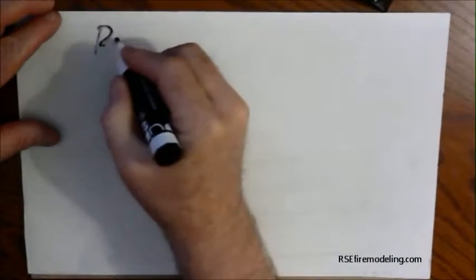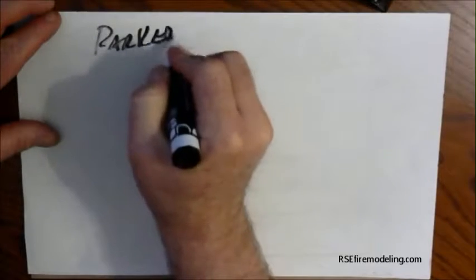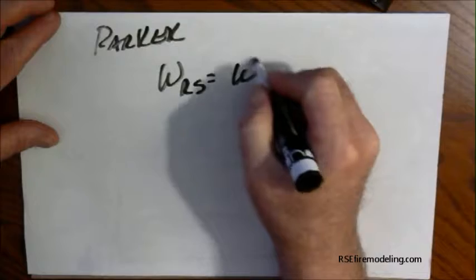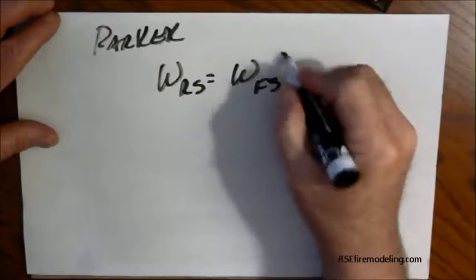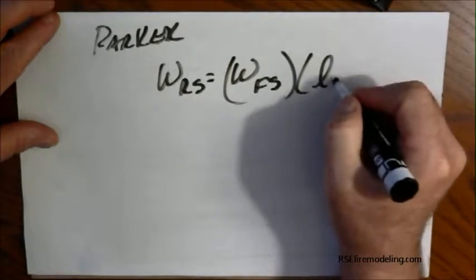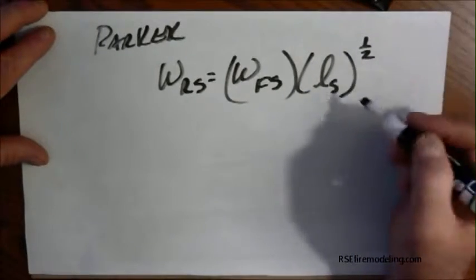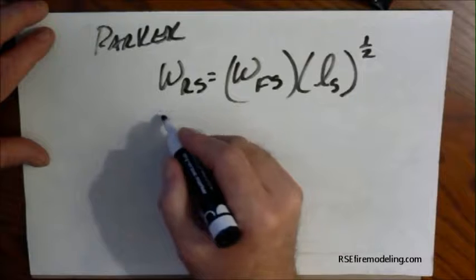So Parker came up with a rather simple formula that says the width of the reduced scale enclosure is equal to the width of the full scale enclosure times the length scale to the 1/2. And this is commonly known as the square root of the length scale. So we'll plug some numbers in here.